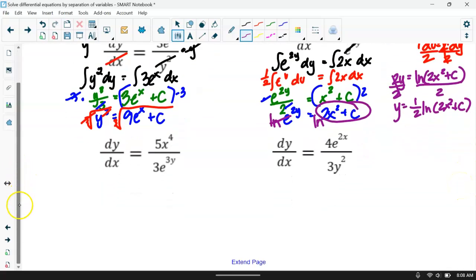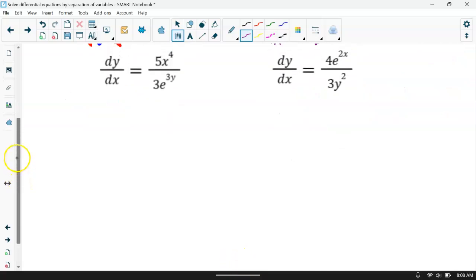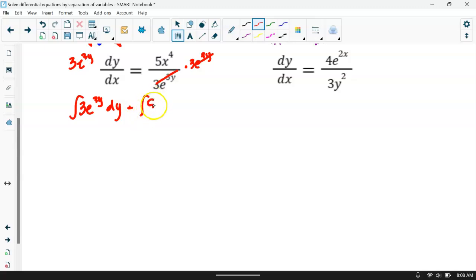Here, pause the video and try these two equations on your own. And here we go. We're going to multiply by 3e to the 3y, because that's what's being divided, and multiply by dx. So here, 3e to the 3y dy is equal to 5x to the 4th with respect to x.